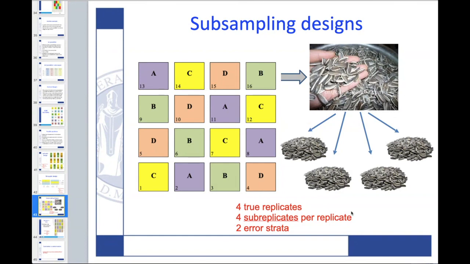We need to keep true replicates and sub-replicates parted during the process of data analysis. So this would be a subsampling design, which is correct as long as you keep true replicates and pseudo-replicates, sub-replicates, parted during data analysis, right?